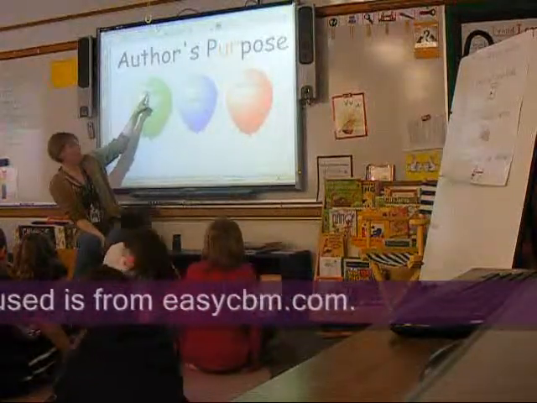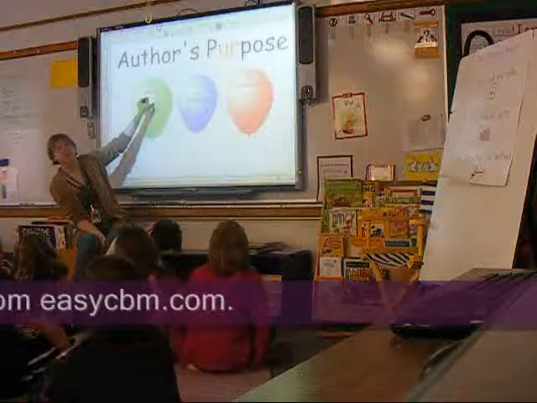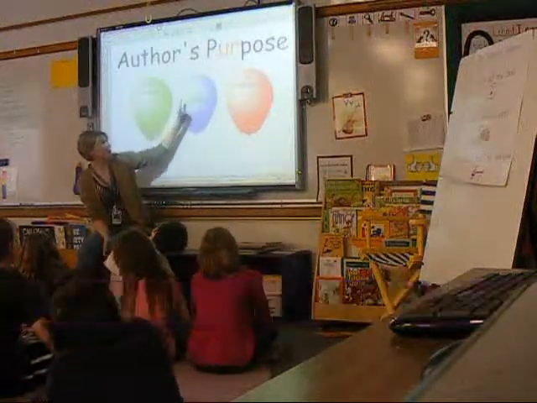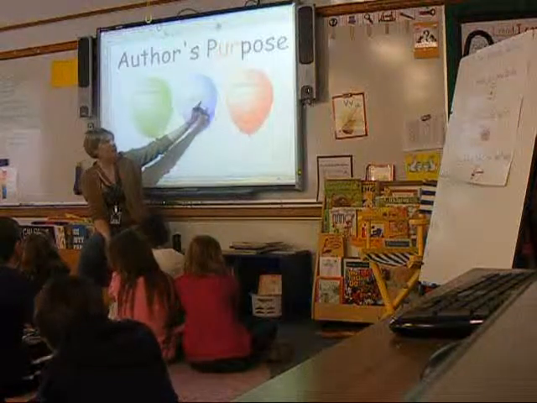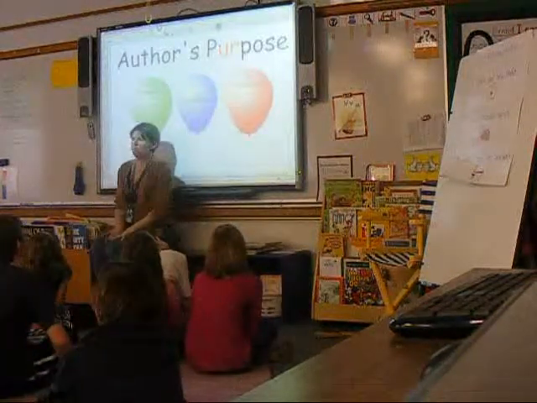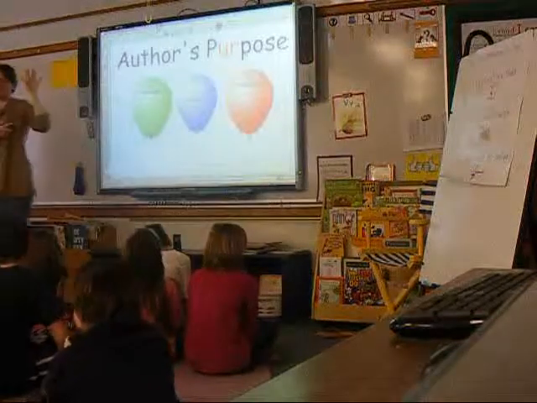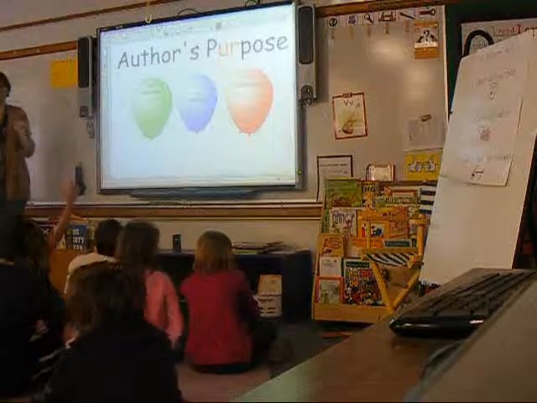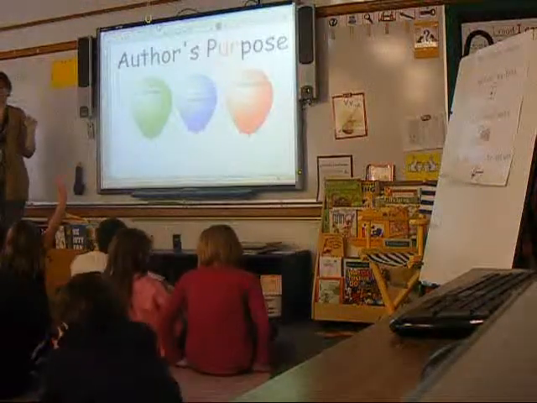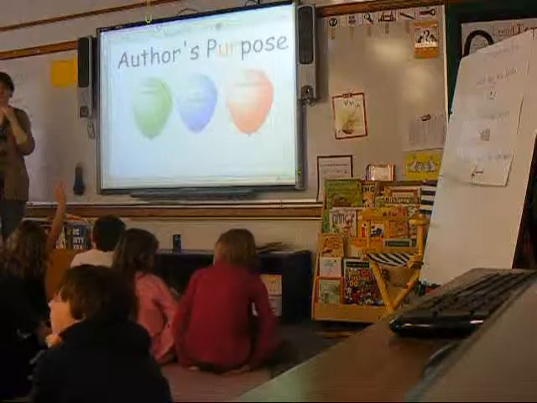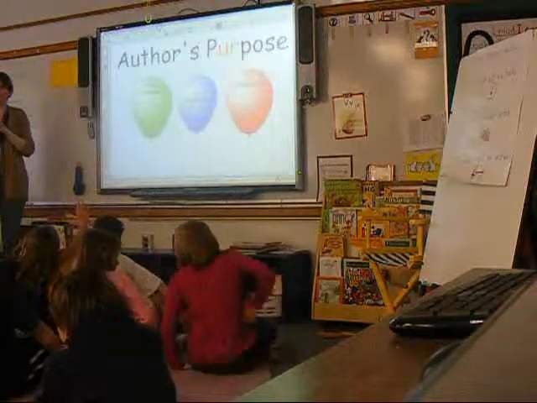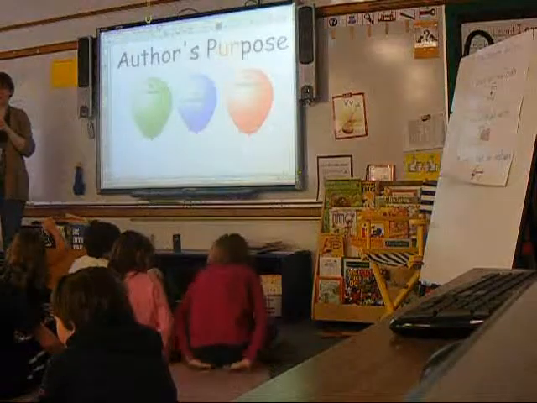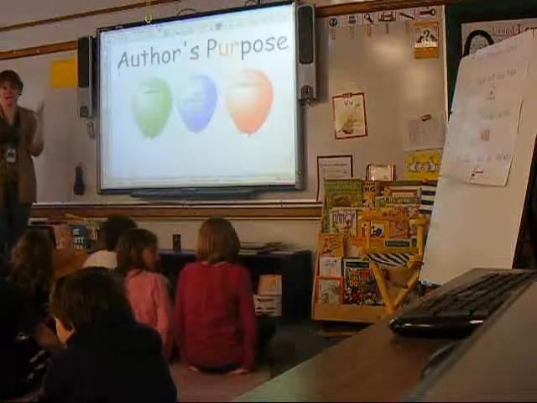What does this one say? To inform, to entertain, or to persuade. Raise your hand if you know what it means to inform. Why would an author write something to inform? Peter? To tell you something like, maybe that a tiger is the biggest cat. Yeah, they might be trying to teach us that a tiger is a big cat, right?